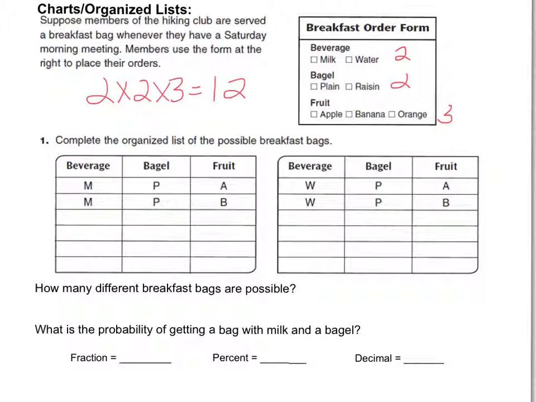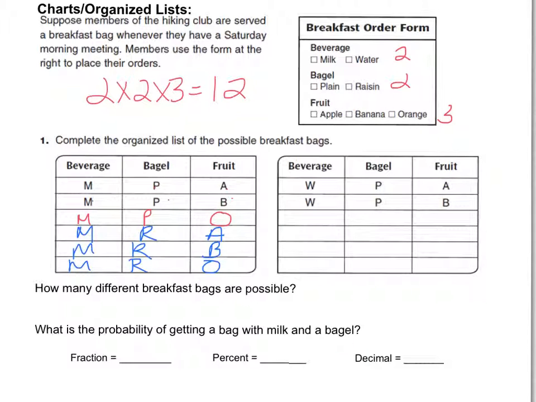So we can start off, they've started the charts for us, that we can choose milk with a plain bagel and an apple. I can do milk with a plain bagel and a banana. So the next choice would be milk with that plain bagel and an orange. Now I'm going to continue with my milk, and instead of choosing a plain bagel, I'm going to choose the raisin bagel, and now I have to go through my fruit choices. I could get it with an apple. I could choose the milk and the raisin bagel with a banana, as well as the orange.